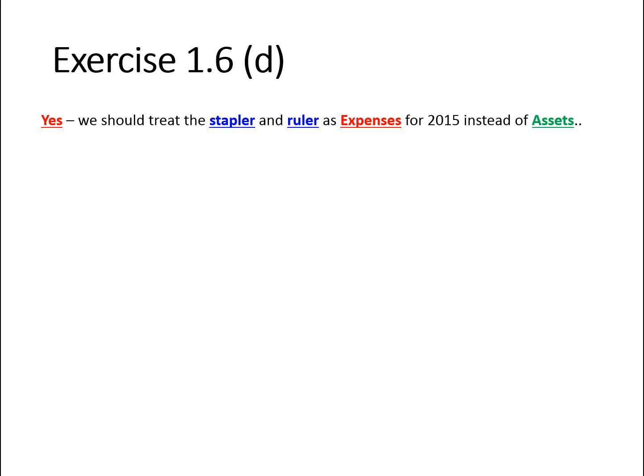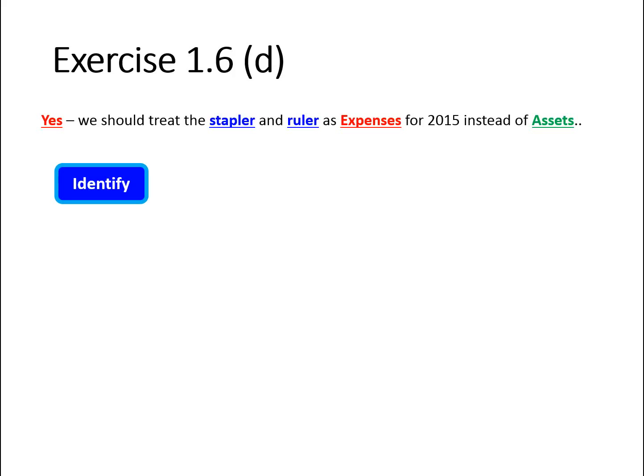So should we do this or not? My answer is going to be yes. We should treat the stapler and the ruler as expenses for 2015 instead of assets. It seems a little bit ridiculous to keep a $10 stapler and a $4 ruler in the balance sheet, considering the balance sheet's going to have a lot of items, and these small figures like this aren't going to make too much difference to the overall running of the business.